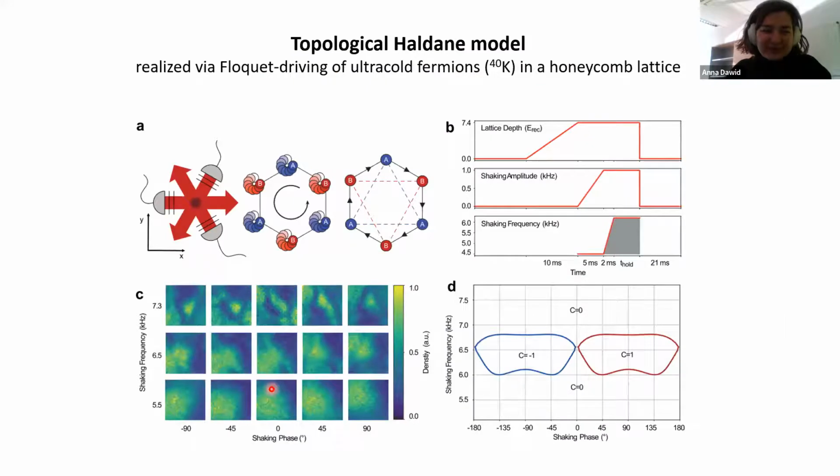So what are these time of flight images? What we want to really analyze. Underneath the model, which is a topological model, is the two-dimensional Haldane model, and experimentally, it is realized by creating a honeycomb lattice, which is created by these three beams.